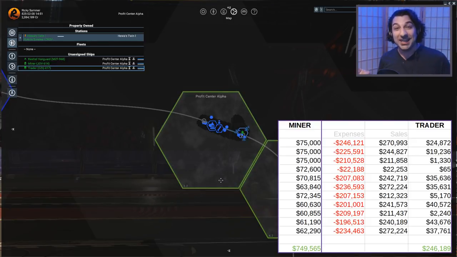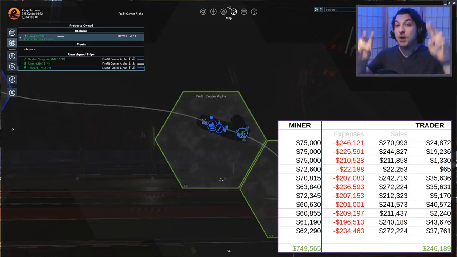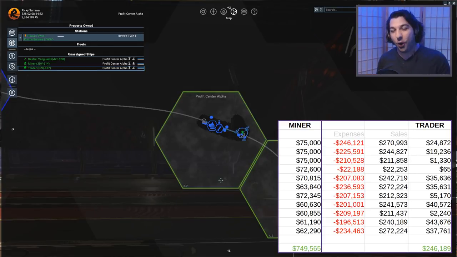35,000. Look, the point is that no single run with the trader could even touch a single run with the miner. They both ran for the exact same amount of time and they both made the same amount of trades. And ultimately, the miner came out with almost 750,000 credits in profit, right? Okay, and the trader came back with almost 250,000 credits in profit.